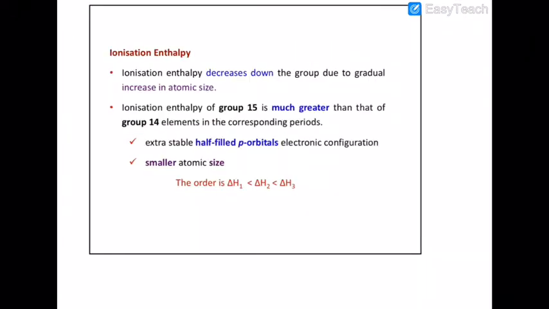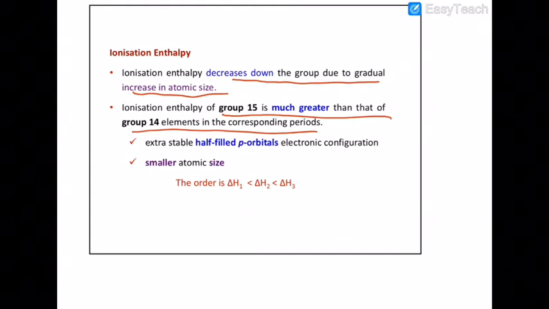Now look at ionization enthalpy. The ionization enthalpy decreases down the group due to the gradual increase in the atomic size. Due to the gradual increase in the atomic size, the valence electrons become far away from the nuclei, and due to that the nuclei can exert little effect on the valence electron. So the ionization enthalpy, especially the first two ionization enthalpies of the element, is very low. Now the ionization enthalpy of group 15 is much greater than that of group 14 in the corresponding period.